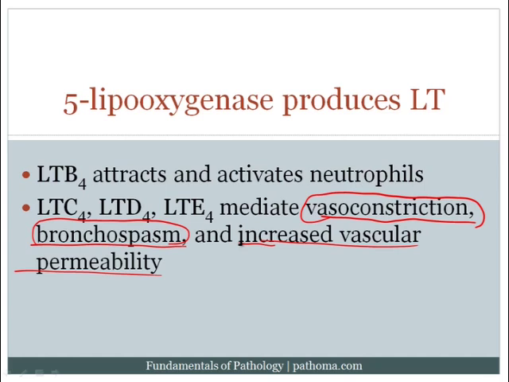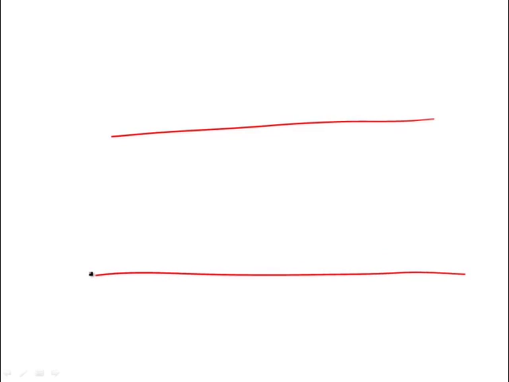function, contract, increasing the opening or the space between the endothelial cells. That might require a little bit of an explanation. So let me go back and remind you of a little bit of normal histology. Let's come here, and I'm going to draw you a blood vessel. Let's pretend that we're in the postcapillary venule, or in the capillary bed.